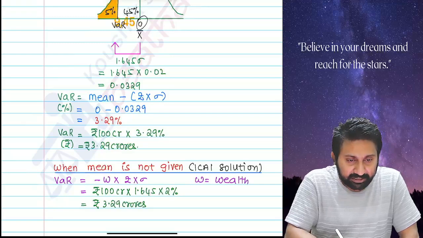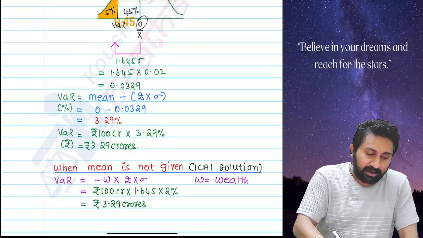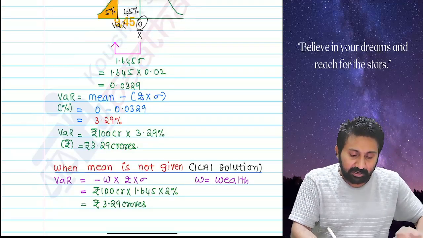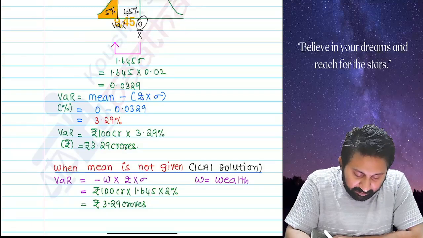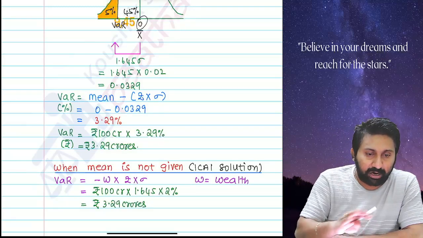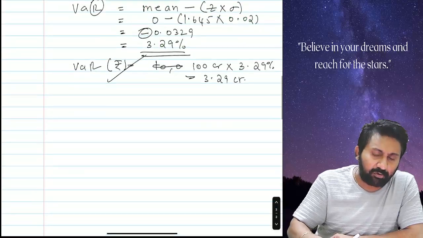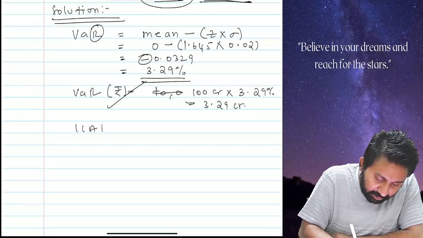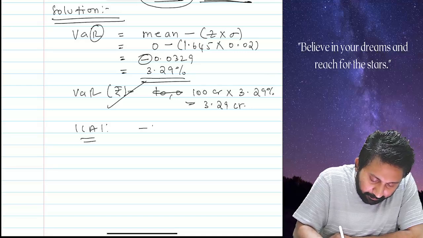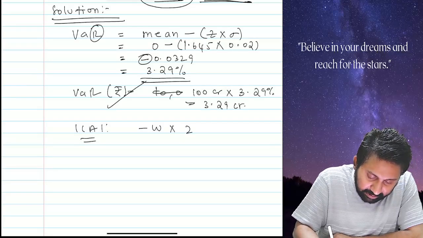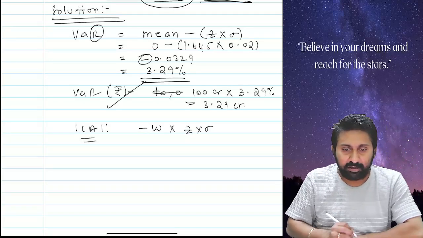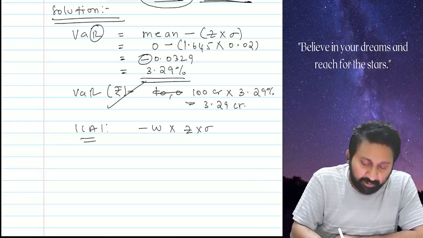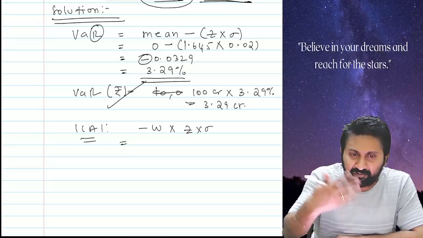This is in percentage term. You can calculate that in the rupee terms as follows. The amount of portfolio value into 3.29%. You can do this way. No, sir, I don't want to do this. Is there any alternative? Yes. ICAI will use this formula minus wealth into Z into standard deviation. Why minus? Value at risk is a negative number, risk value. You forget about symbol now.